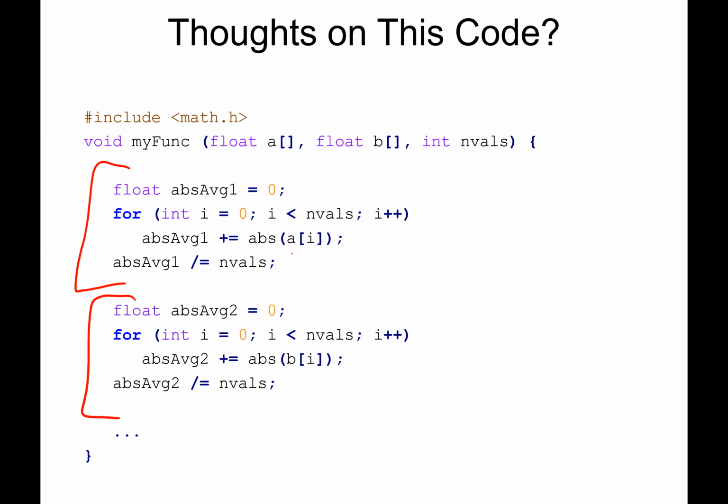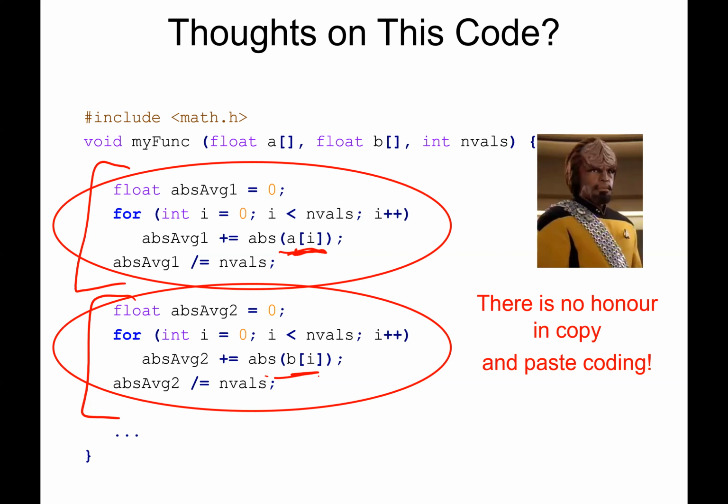The only difference is that I'm computing the average of the absolute values of this array A, and then I'm computing the absolute value average of this array B. So you should not see that. Okay? So you don't want to have this copy and paste coding. It's longer, it's bug prone.